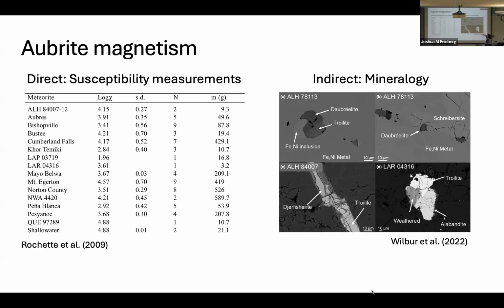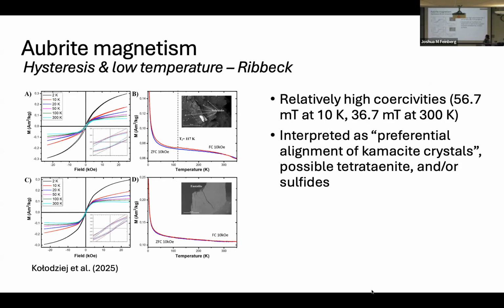And then we say, okay, I see iron nickel. I know that iron nickel can be magnetic. So probably that's responsible for whatever magnetism we see in the aubrites. And for a long time that's been the extent of it. Only recently, earlier this year, did we get the first rock magnetic data from an aubrite. This is from the Ribbeck fall, which I think fell in late 2024. It's really convenient when the samples you need literally fall from the sky.